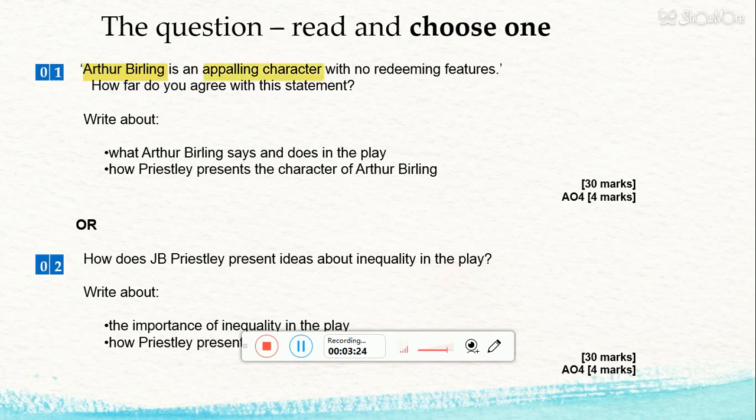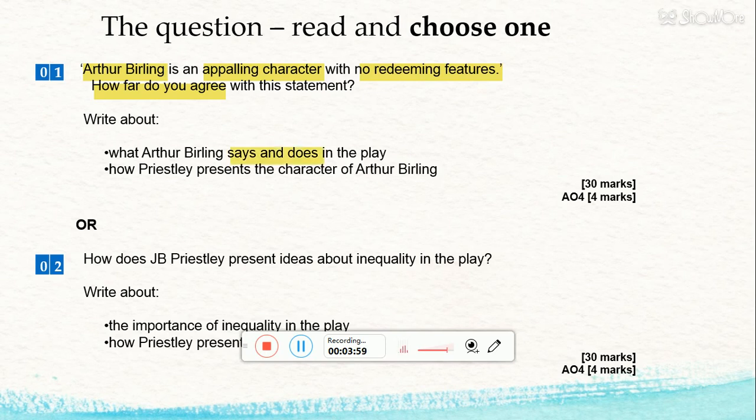It suggests here that he is an appalling character, so obviously a horrible, unpleasant character, with no redeeming features, as in he has nothing about him which you could suggest is good in any way or makes up for the fact that he is an unpleasant character. And it asks you, how far do you agree with this statement? And that's really important to note here. This question is asking for your opinion. How much do you agree with that statement? So you have to ensure that you answer that in your answer.